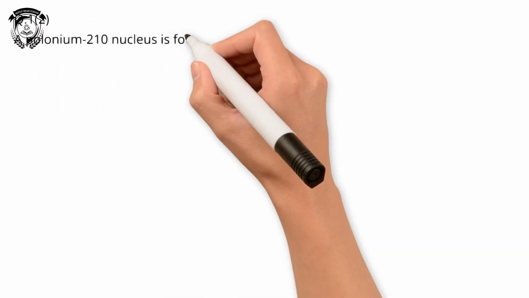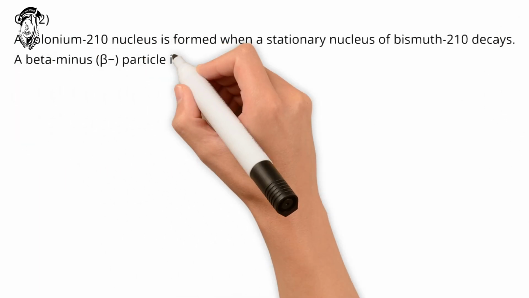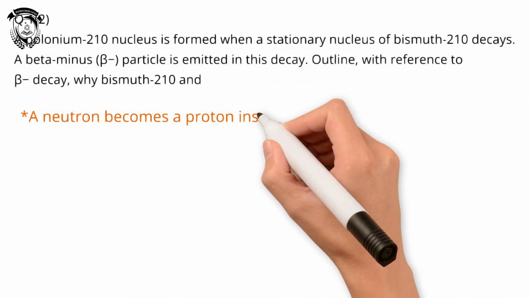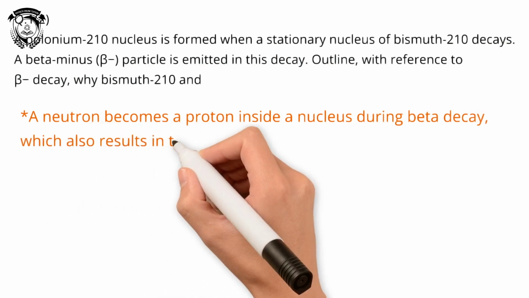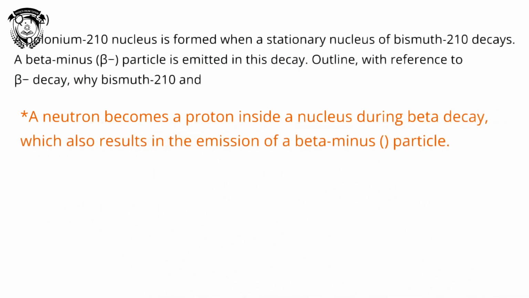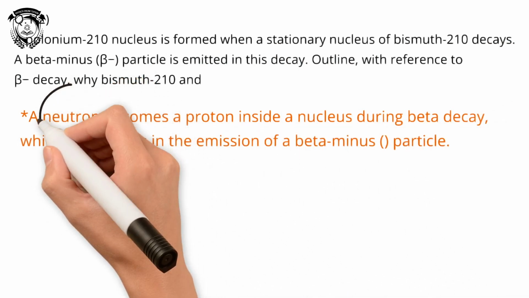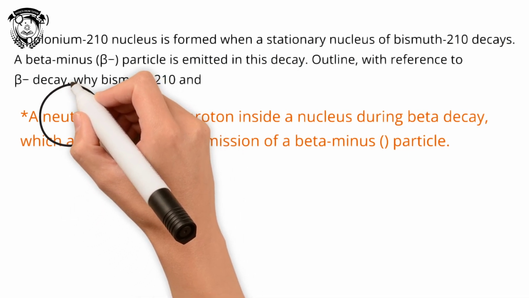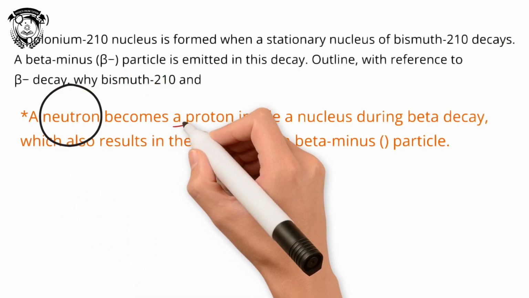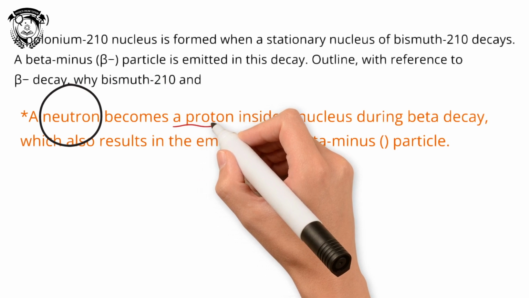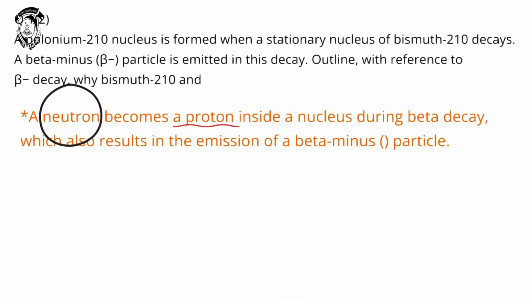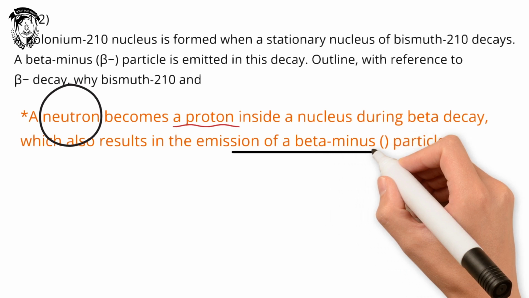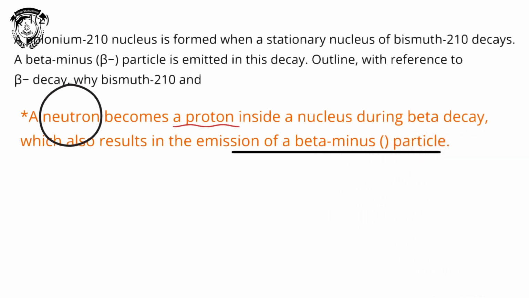Question 1.2. A polonium nucleus is formed when a stationary nucleus of bismuth-210 decays. A beta minus particle is emitted in this decay. You have to outline, with reference to beta minus decay, why bismuth and polonium have a different proton number. Remember, in beta minus decay, a neutron changes to a proton inside the nucleus, and it therefore results in the emission of a beta minus particle.